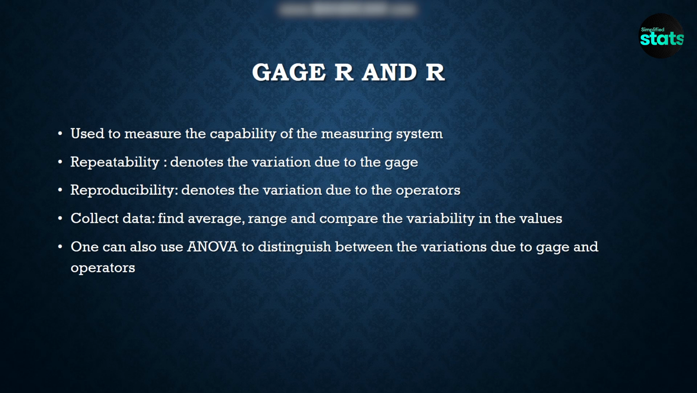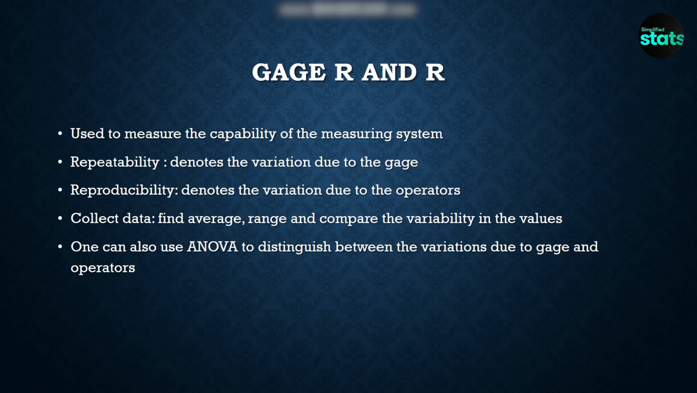Next is gauge R&R. It is used to measure the capability of the measuring system. Repeatability and reproducibility are the 2 aspects that we try to measure here. Repeatability denotes the variation due to the gauge, the equipment of measurement, and reproducibility denotes the variation due to the operator, the person who is measuring the attribute. So you need to find out the variation due to the gauge and the operators.